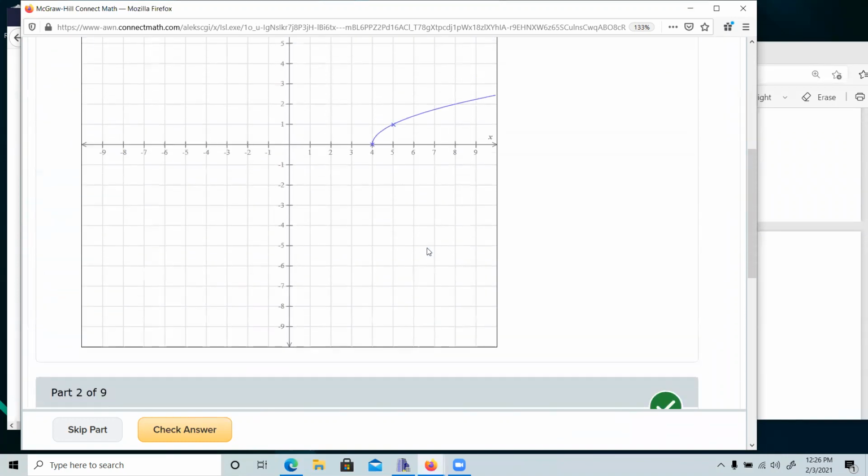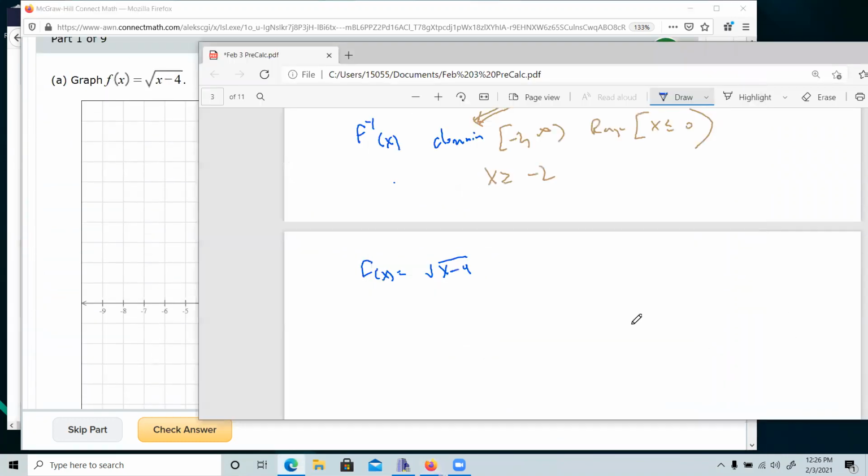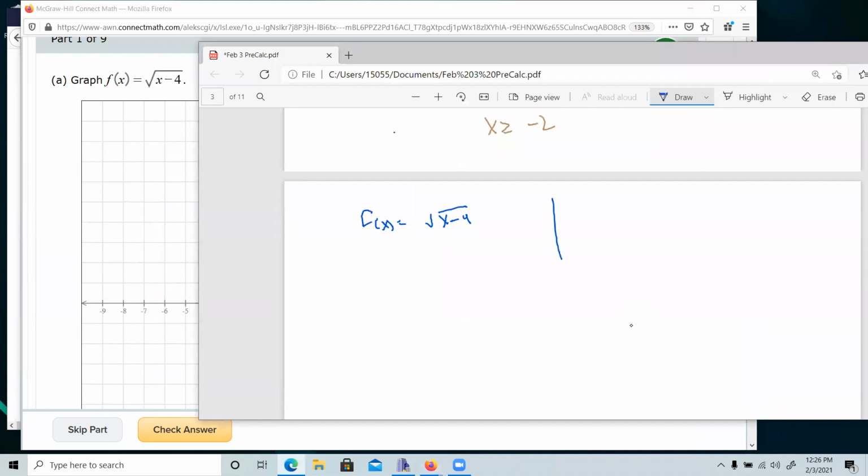The domain of F looks like everything bigger than 4. So my domain here is 4 to infinity. That's my domain, and it includes 4 because when we put 4 in there, we get 4 minus 4 is 0. The square root of 0? Yeah, we could do that. That's just 0. So that's my range: 0 and everything bigger.